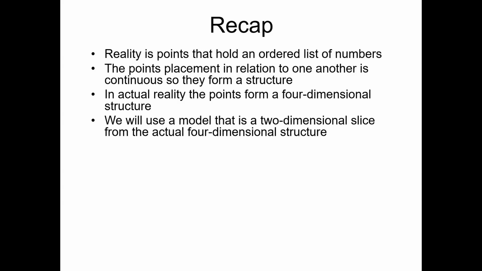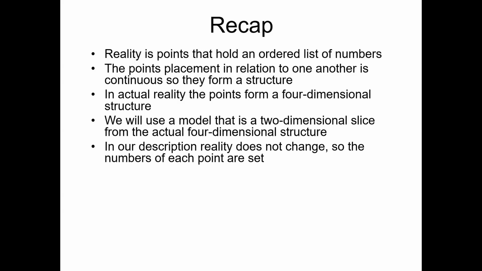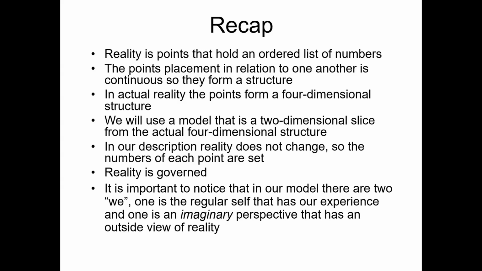We will use a model that is a two-dimensional slice from the actual four-dimensional structure. In our description, reality does not change, so the numbers of each point are set. The ordered list of numbers of each individual point is permanent. We assume reality is governed, and we mentioned that it is important to notice that in our model there are two "we". One is the regular self that has our experience, and one is an imaginary perspective that has an outside view of reality.